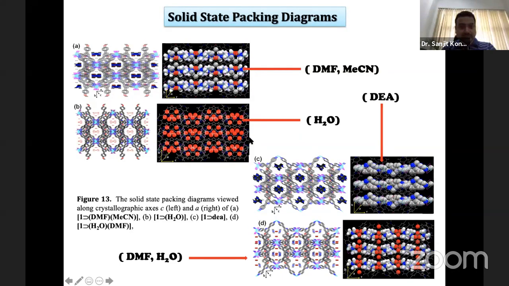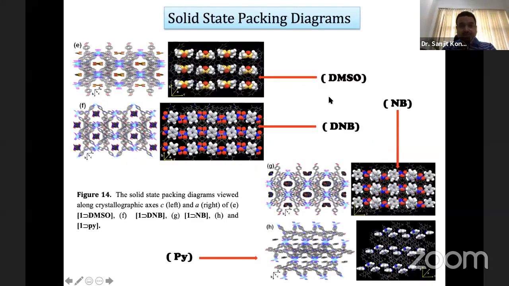This is for water. These balls are actually positions of the water molecules, and they're all connected in one dimensional space. Same thing here, dinitrobenzene, DMSO is connected in one dimensional space, dinitrobenzene, nitrobenzene, almost everywhere.